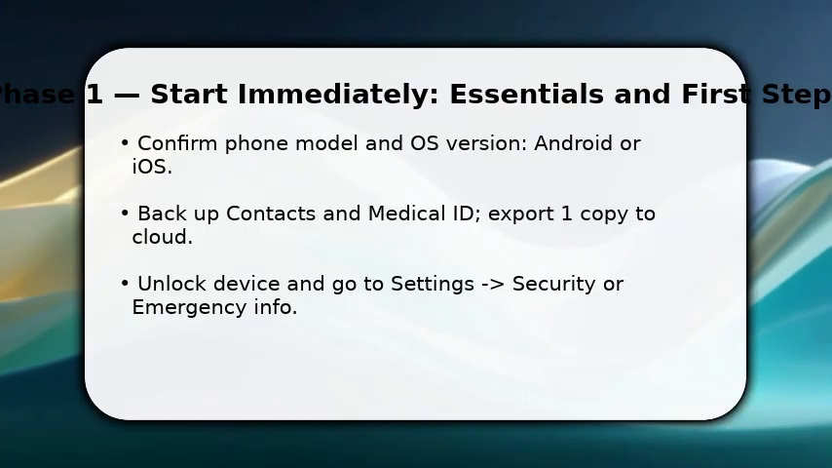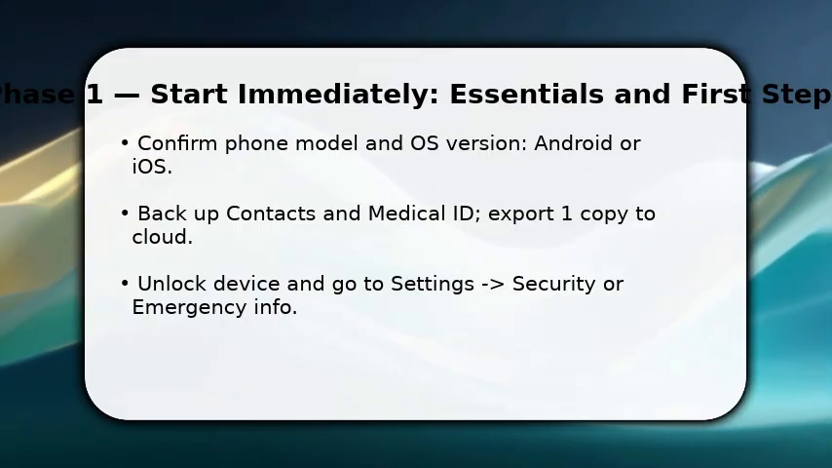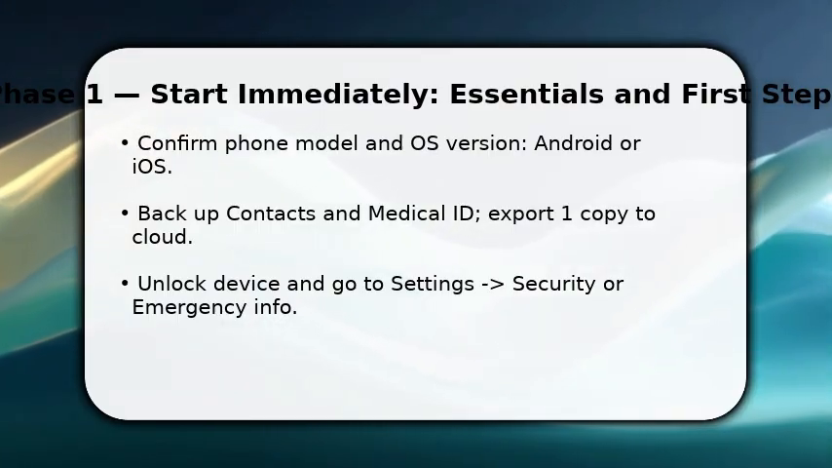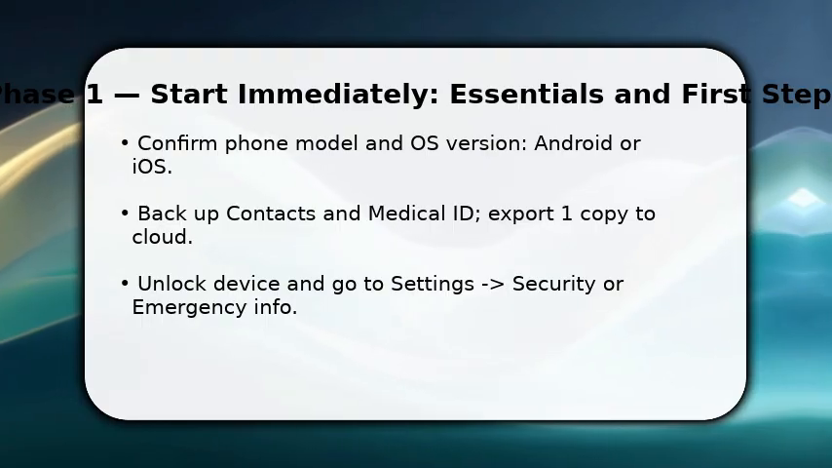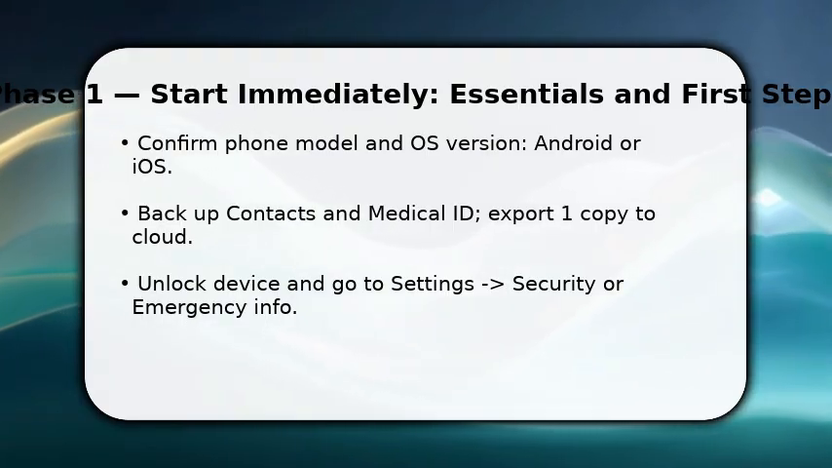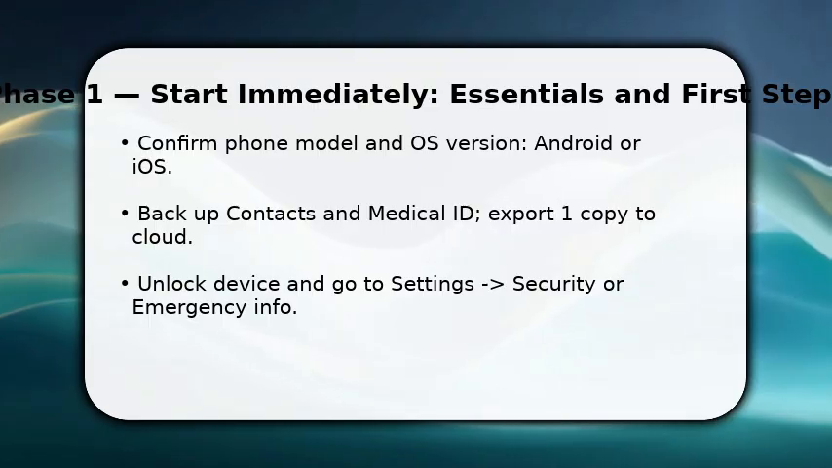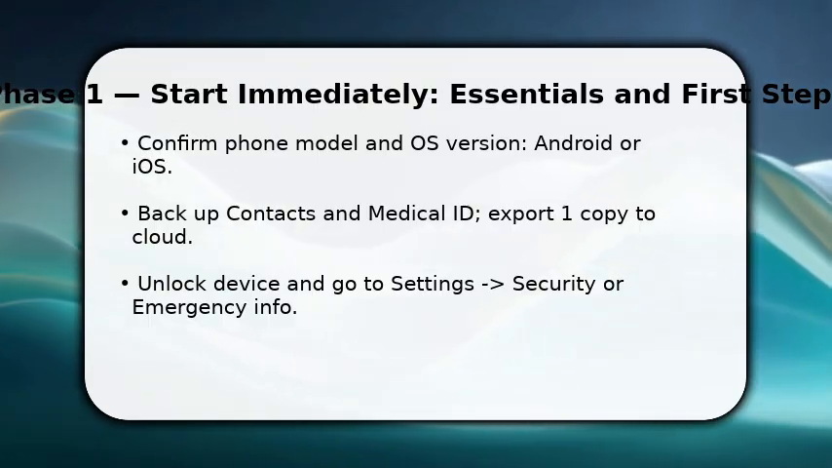You start by confirming your device, Android versus iPhone, and backup contacts now so you can undo changes. Once backed up, unlock the phone and go straight to Settings. Open Security, Lock Screen, or Emergency Info, depending on your OS.